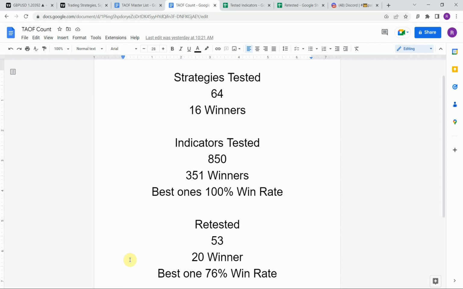We've also retested in the advanced testing 53 of the winning indicators. 20 of them have been able to maintain the winning status, the best one a 76% win rate. Now keep in mind that we test most of these strategies and indicators on the Forex and crypto market, but they can be applied to just about any market and time frame universally.